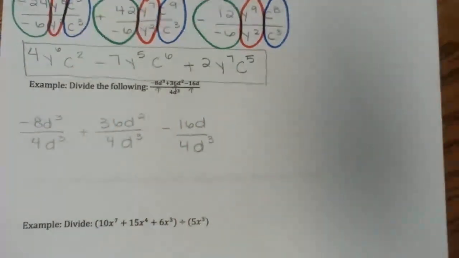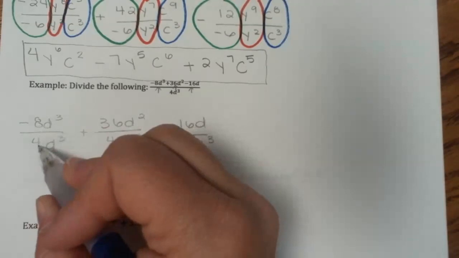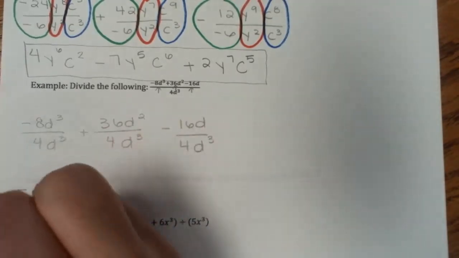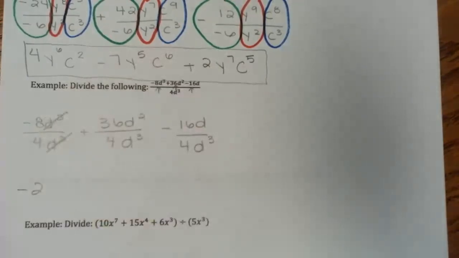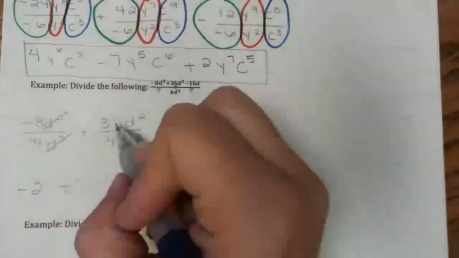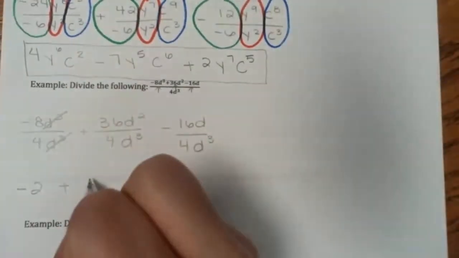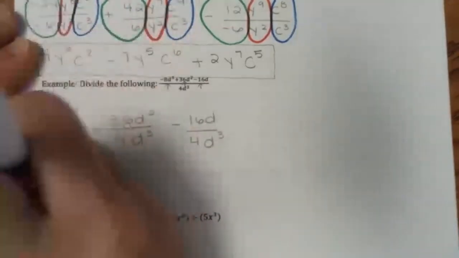All right, so let's simplify. Negative 8 divided by positive 4 would give us negative 2. I have 3 d's and I'm taking away 3 d's, so those d's would cancel out. Plus 36 divided by positive 4 would give us positive 9. Let me write this smaller.